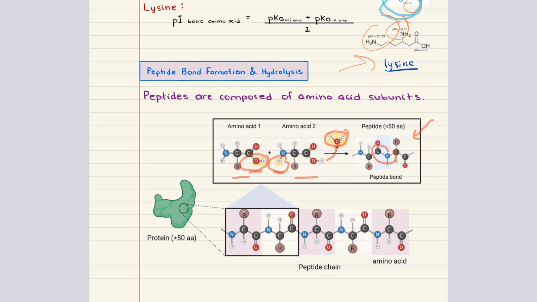that leaves. What's left is a new bond between the carbon of the carboxyl group and the nitrogen of the amino group. And that bond, again, is what we call the peptide bond. This type of reaction requires energy, and in cells, it's catalyzed by ribosomes during protein synthesis.